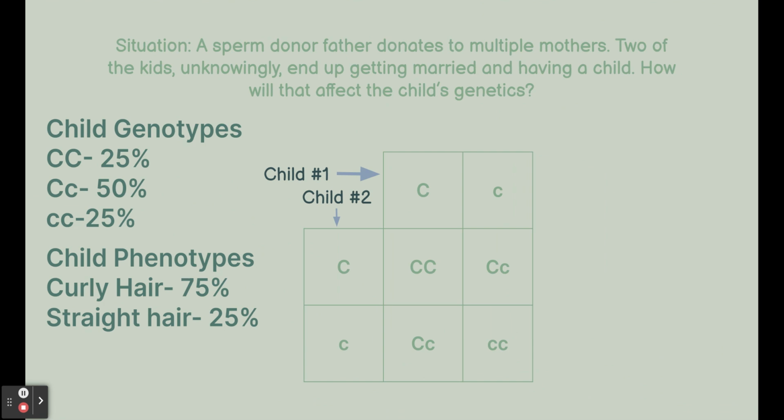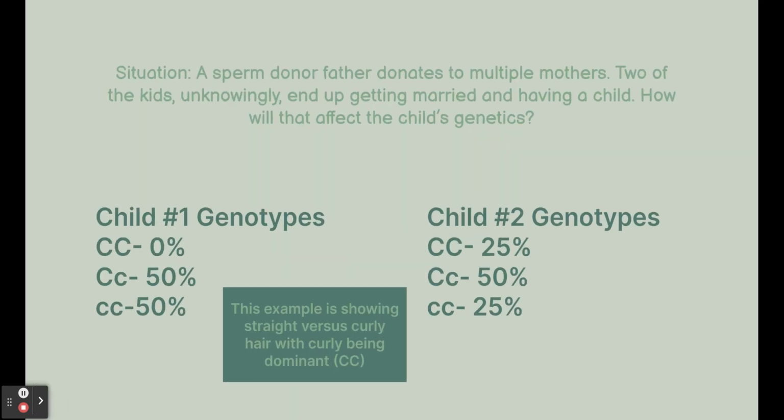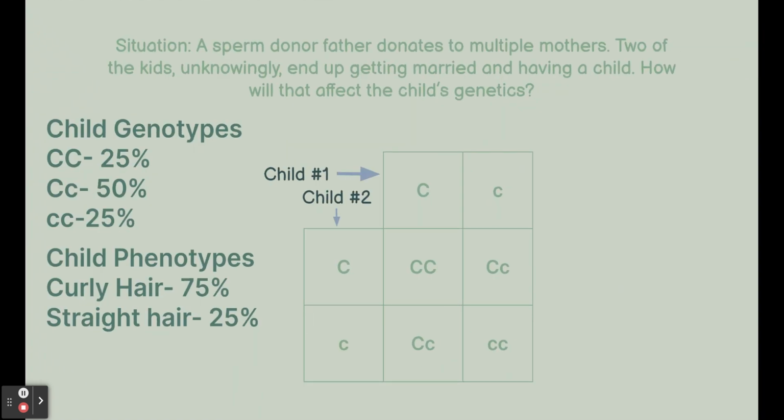So continuing with the problem, the child's genotypes. If we're looking at these two, since child one was 50-50, we just randomly chose one of the potential options. And then since child two had a higher percent of being heterozygous, we chose to use that one. So this Punnett square shows what their children would look like.